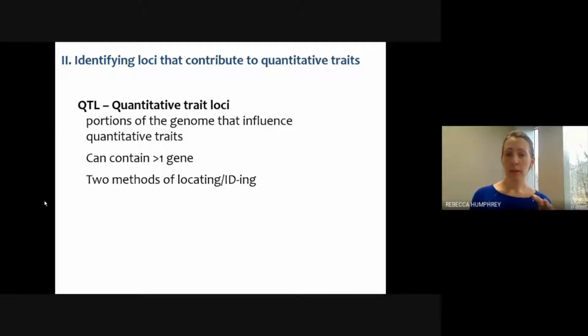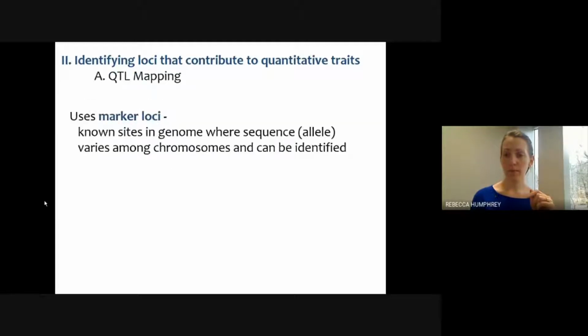All right, so we're going to look at two methods, and one of them for this video is QTL mapping. So QTL, quantitative trait locus or loci. One thing we need for QTL mapping is marker loci, and these are places in the genome where we know the sequence, and we know that the sequence in one part of the genome differs from a sequence in another part of the genome. So it's really literally a map. Like the marker loci are the ways that we know where we're talking about in the genome.